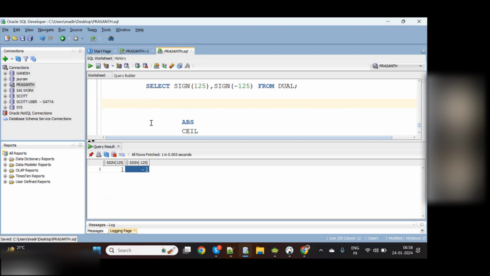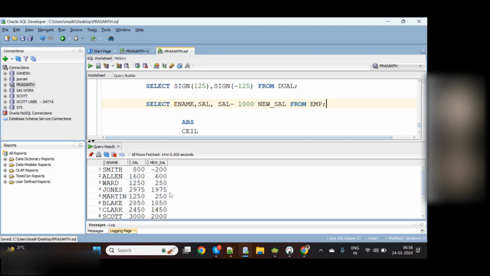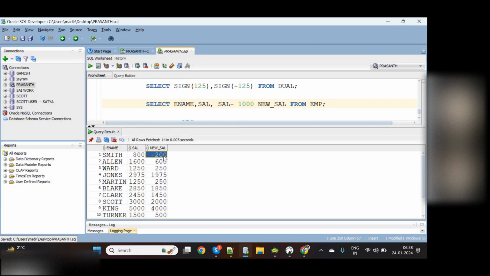For example, my manager asked me to select employee name, salary. Harish, please subtract 1,000. That means $1,000 from the salary. Okay, like the new salary I'm giving from the employee table. What happened? Sometimes salary is 800. At that 800, we got minus 200.